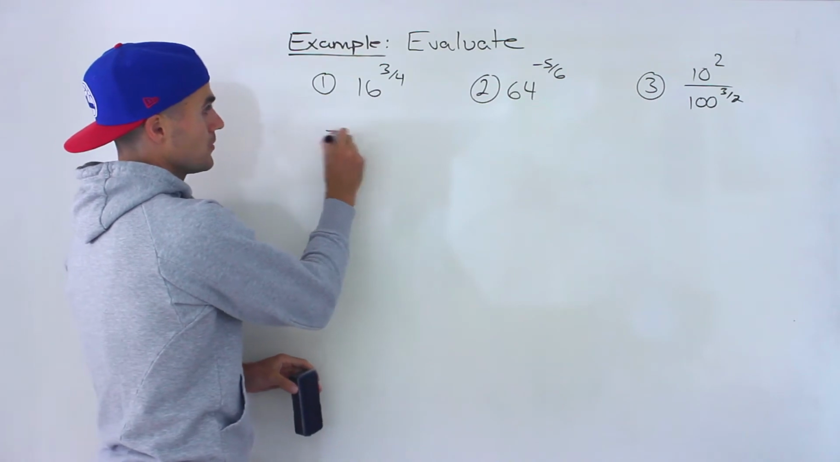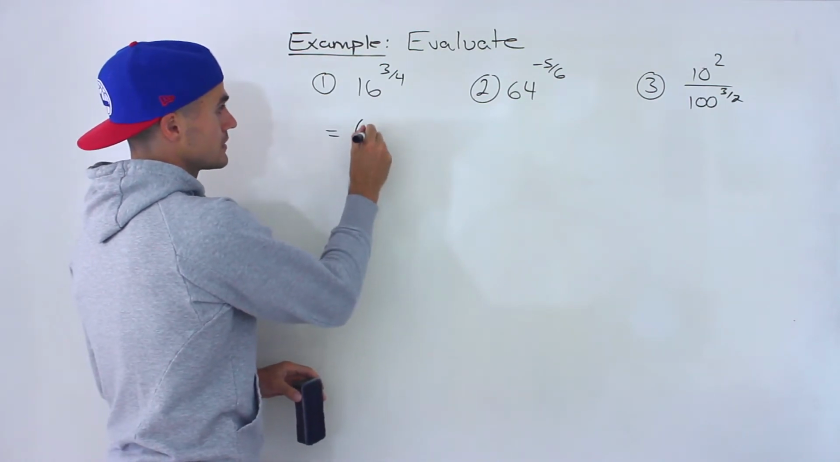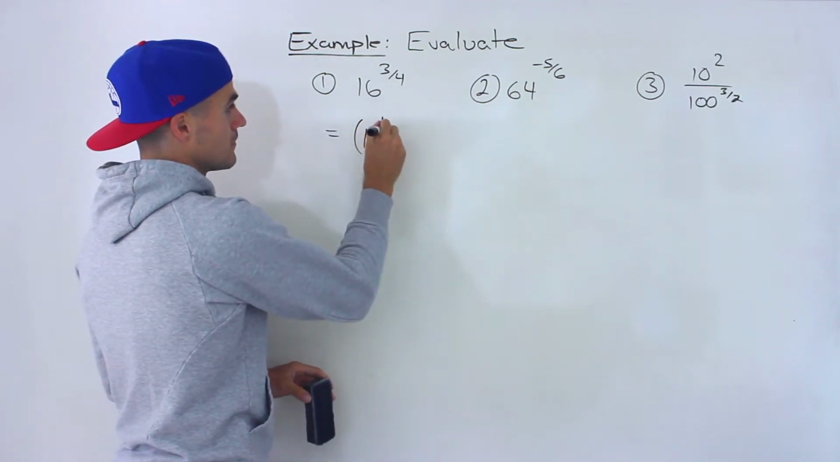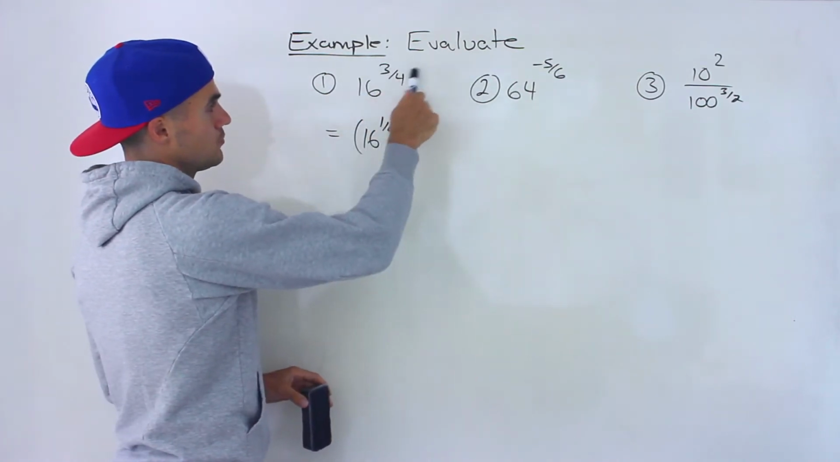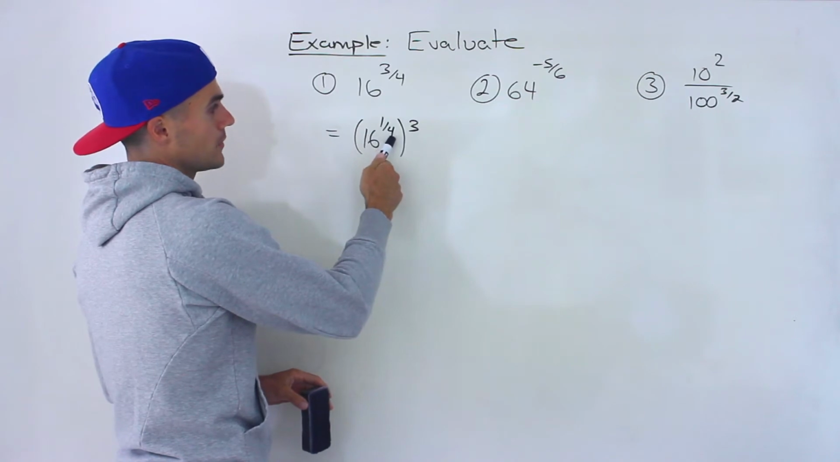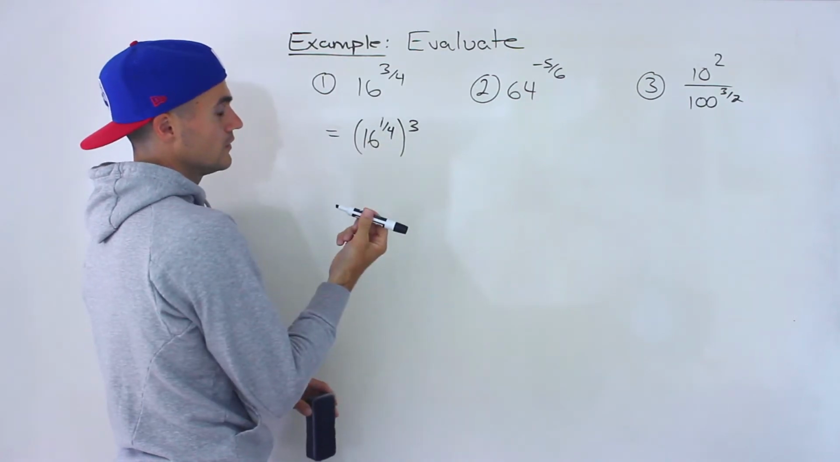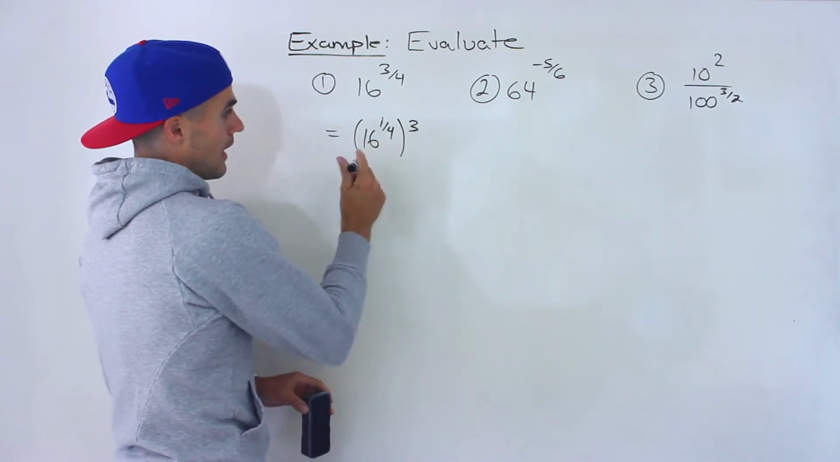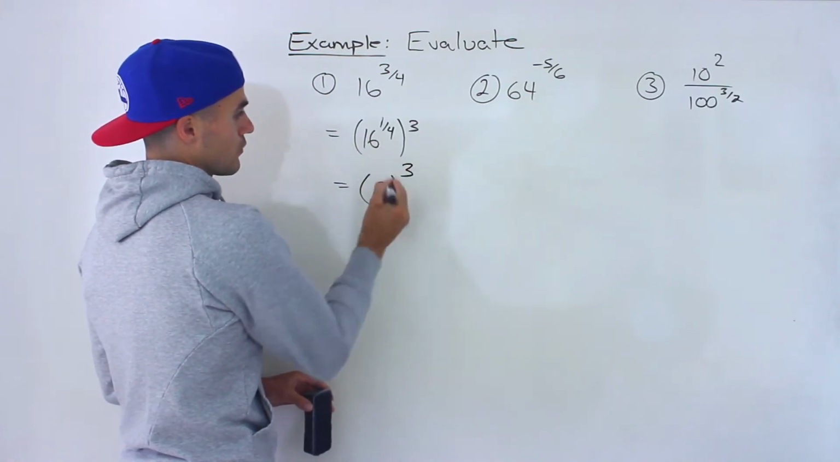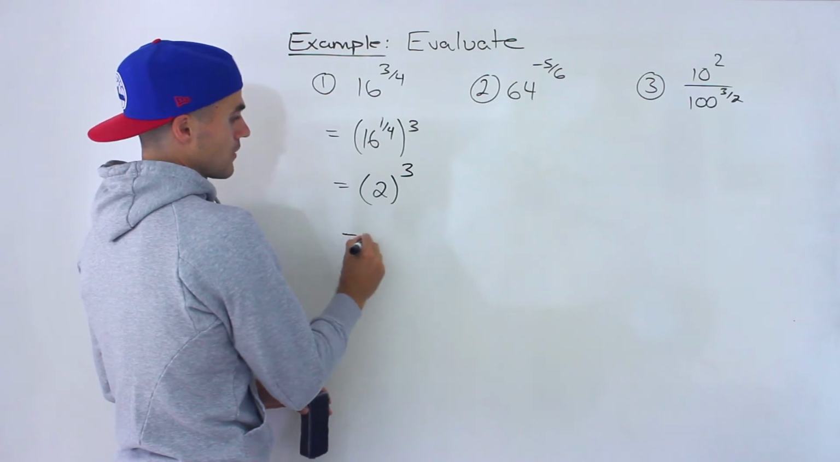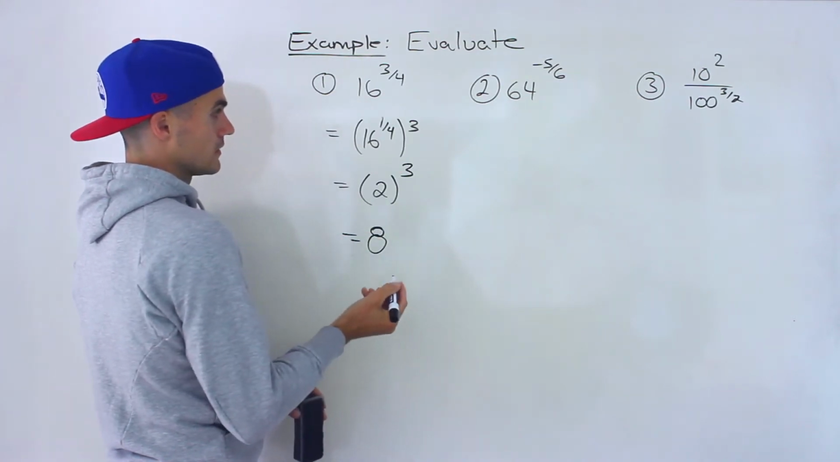Now with rational exponents, personally what I like to do is I like to split them up like that. So I split up the numerator, split up the denominator. The denominator is at the bottom, so we're left with a 1 at the top. And 16 to the power 1 over 4 gives us 2. And then we'll have the 3. And then 2 to the power 3 gives us 8.